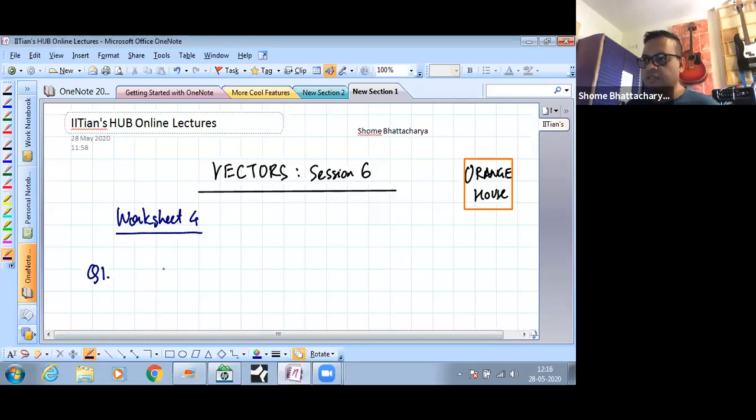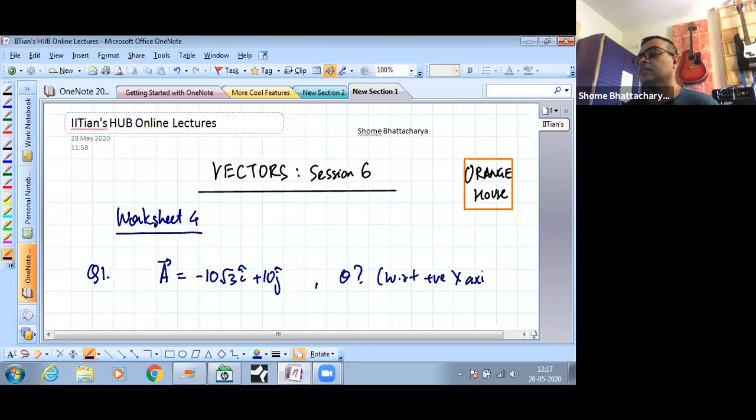So, question 1 says a vector is given like this. And we have to find the angle it makes with respect to the positive x-axis. We have to find theta with respect to the positive x-axis.